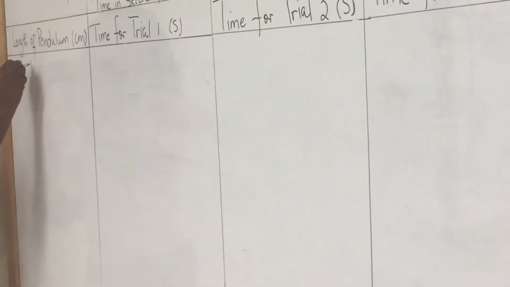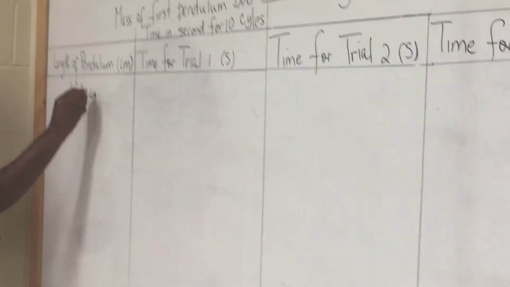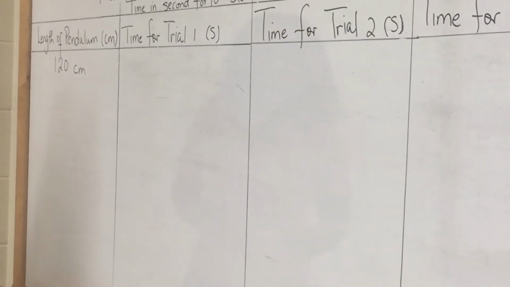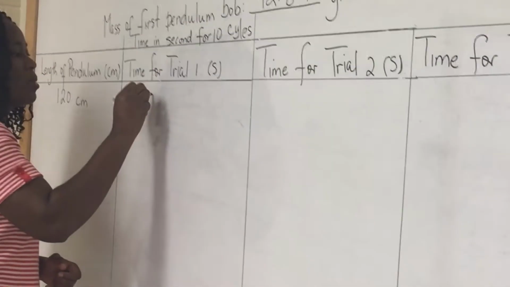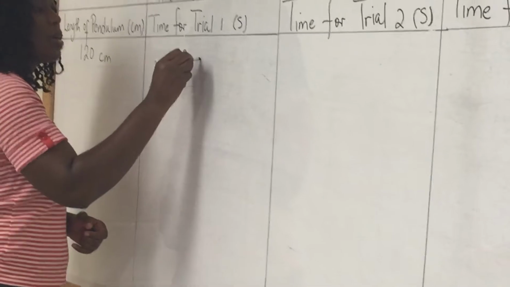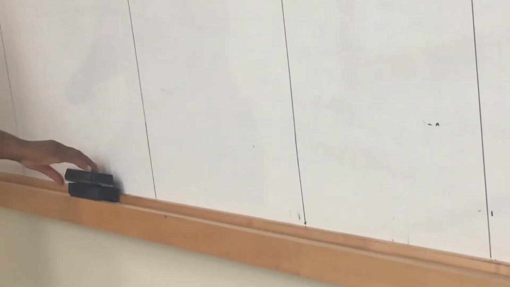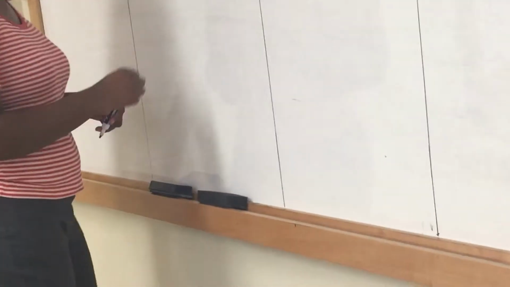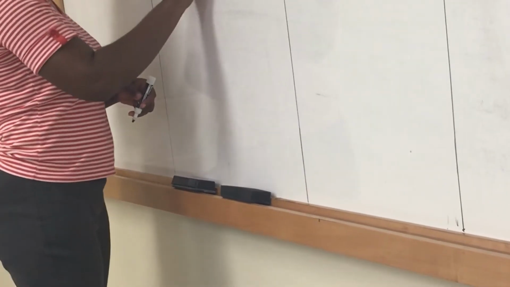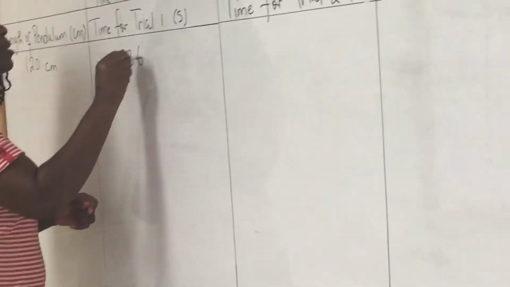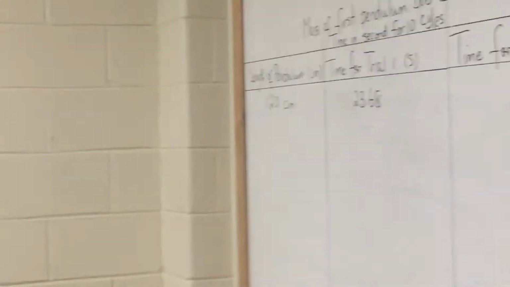So the length of the pendulum that I started with at first was 120 centimeters, and the time it took for trial 1 was 23.68 seconds actually. Okay, a correction here. So it was 23.68 seconds. Now I have to do 2 more trials at this length.